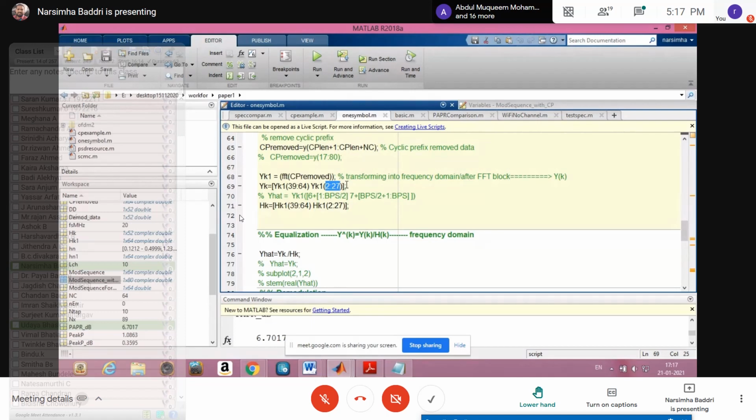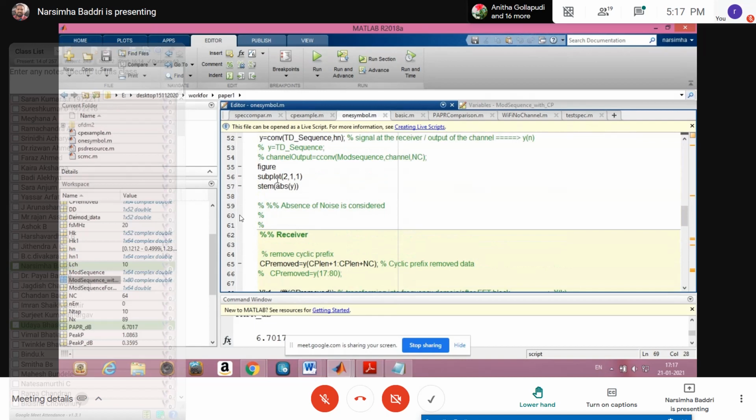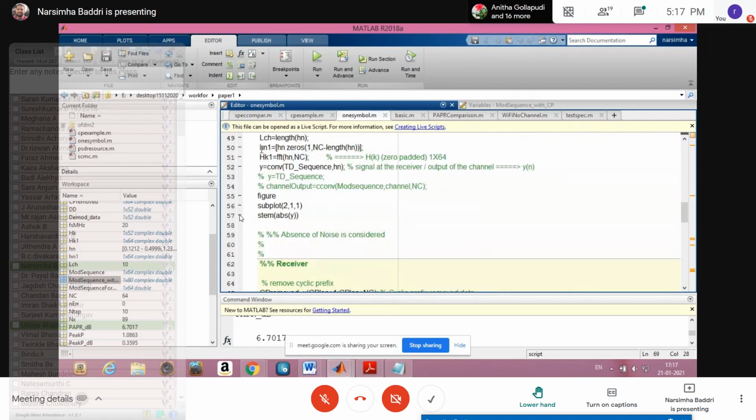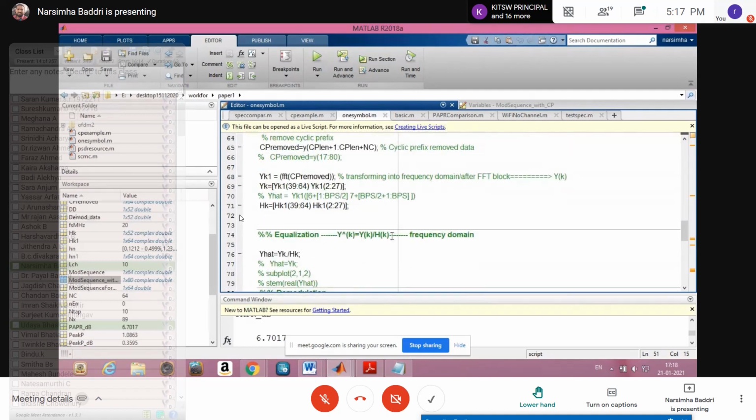From 39 to 64, there are the last 26 data points in the frequency domain, and 2 to 27 are the first 26 data points at the beginning. Sorry, 26 plus 26 is 52. So these are the 52 data points we are collecting.